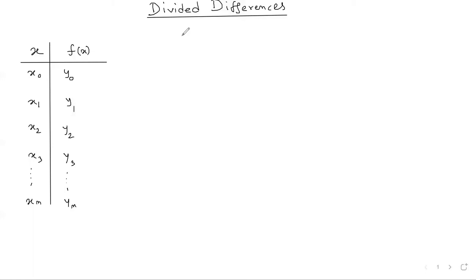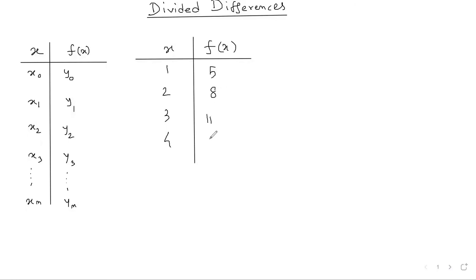For example, if the given values of f(x) are in this form, say the values of x, that means the arguments, are 1, 2, 3, 4, and the corresponding values of f(x) are say 5, 8, 11, and 19. So x0 is 1, x1 is 2, x2 is 3, and x3 is equal to 4. Now if we consider any two consecutive values of x, we'll find a constant difference.